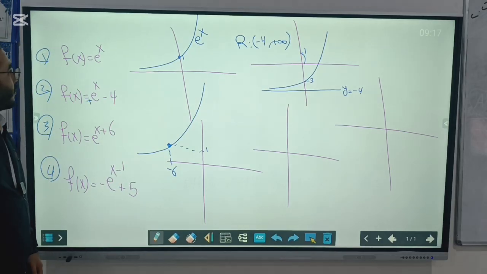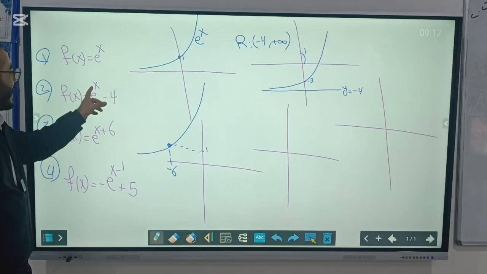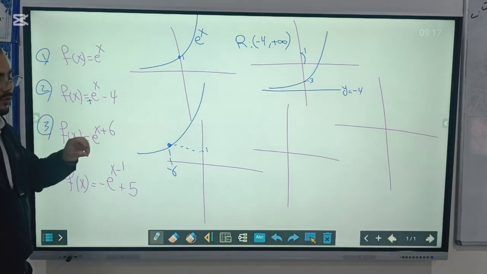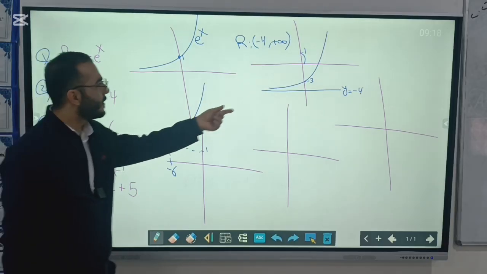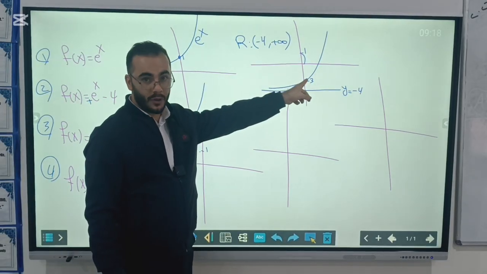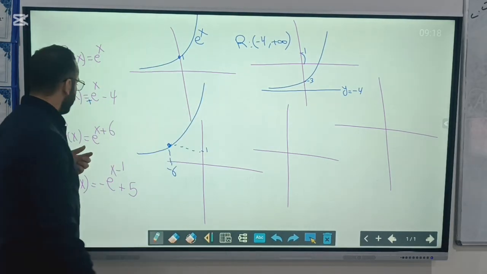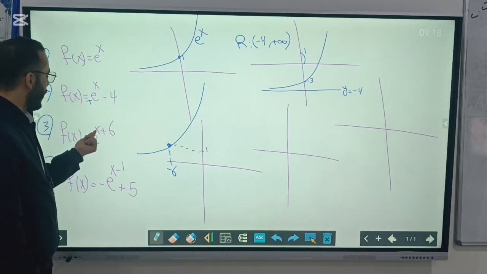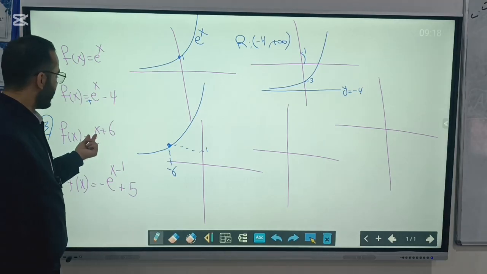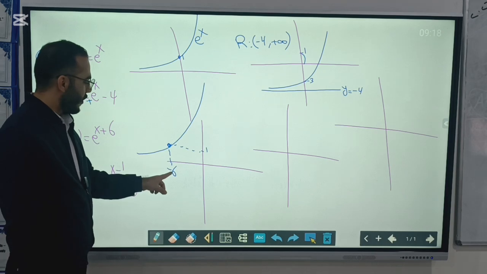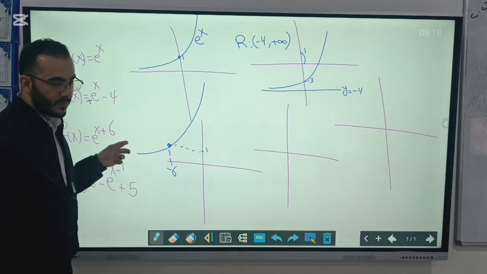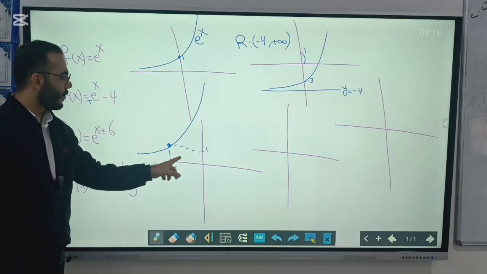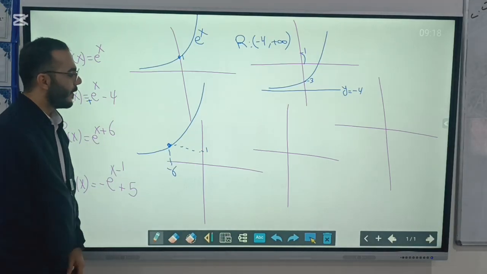Remember that test that I already told you. For example, here e powered by 0. Always replace with 0. E powered by 0 is equal to 1. 1 minus 4, negative 3. So our graph should go through negative 3. And for here as well, e powered by 0. Or let's say that number here, negative 6. So negative 6 plus 6 is equal to 0. E powered by 0, 1. As you can see, it goes through negative 6 and 1.